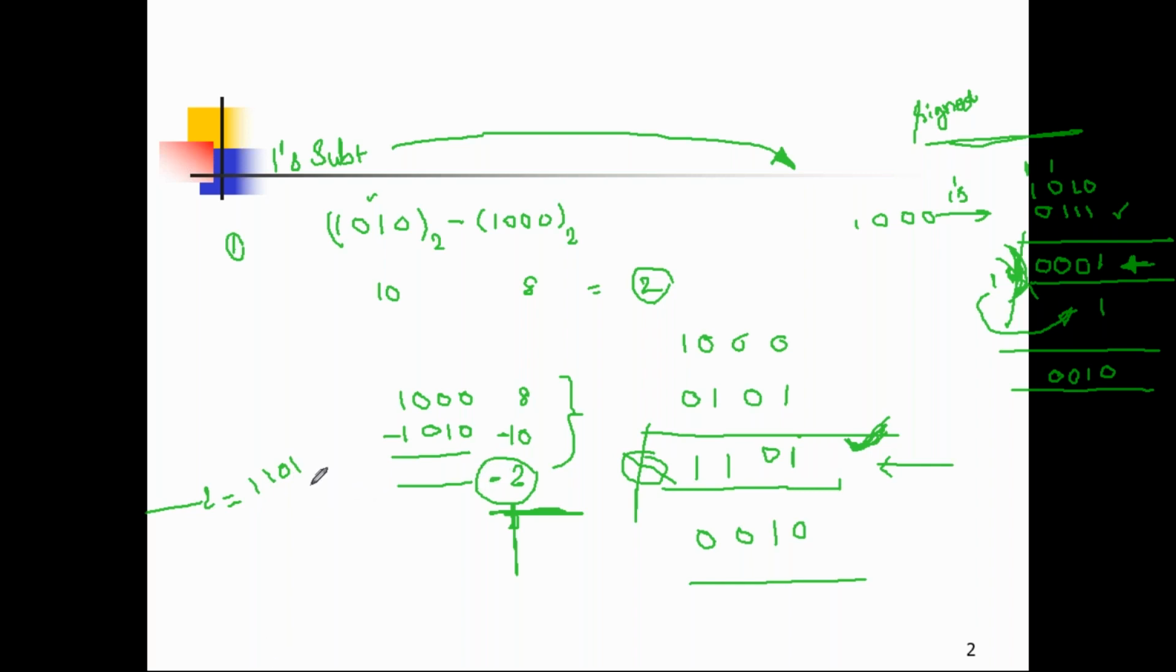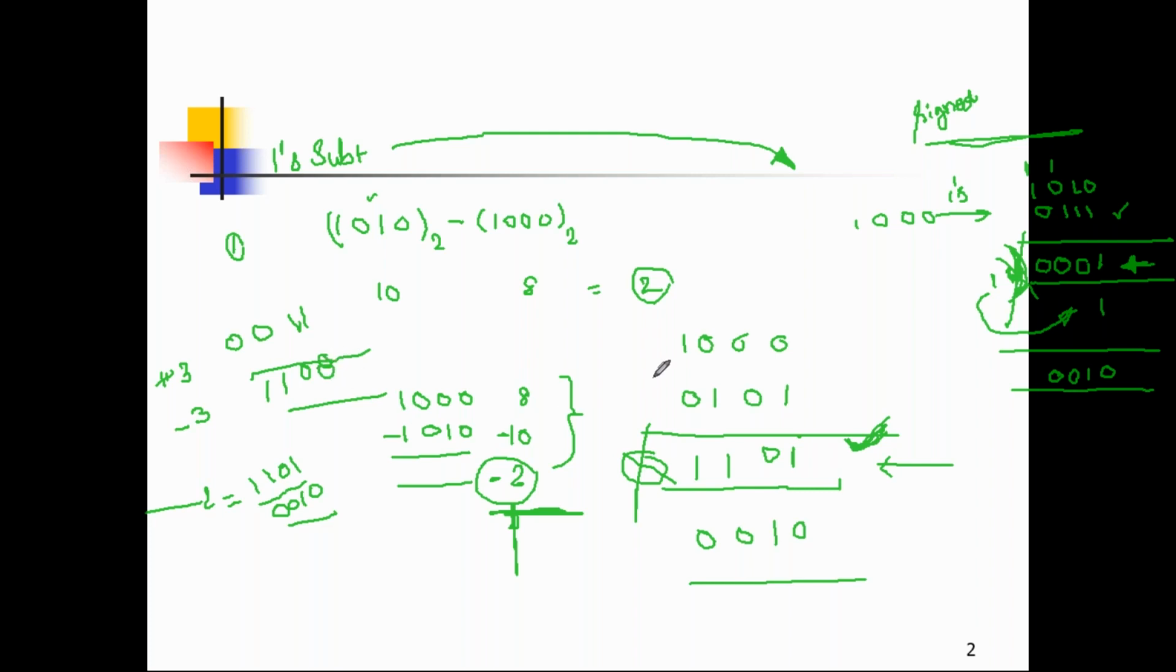So what does the actual 2 mean? Its binary equivalent is 0 1 0 0, and its 1's complement is its negative value. Similarly for 3, the actual binary 3 is 0 0 1 1. This is plus 3. What is minus 3? The opposite of this one, that means 1 1 0 0. So this is minus 3.